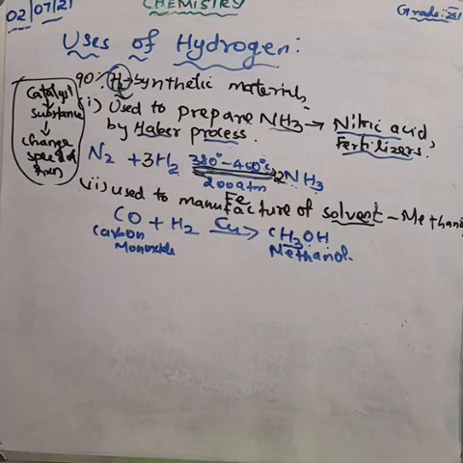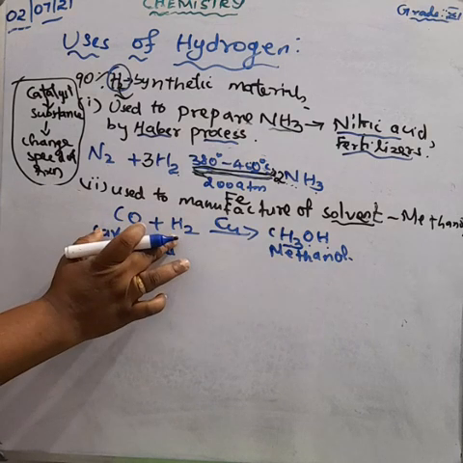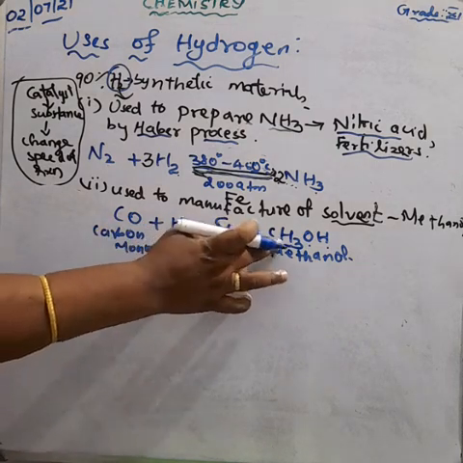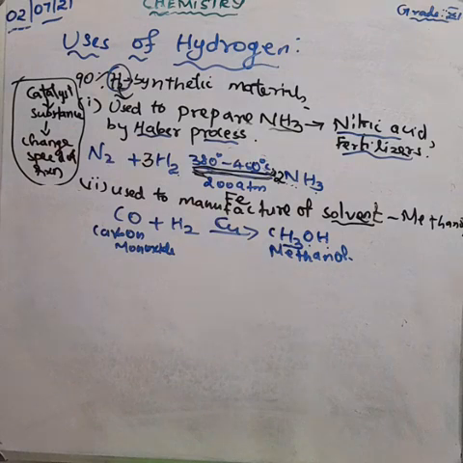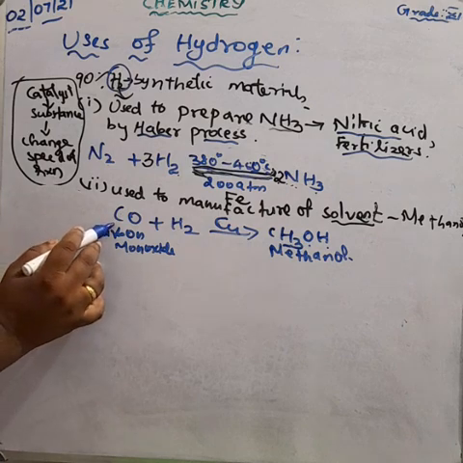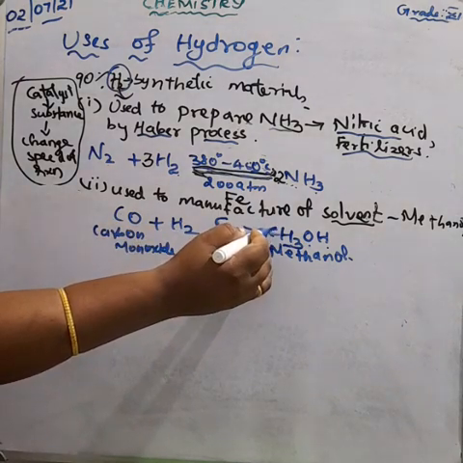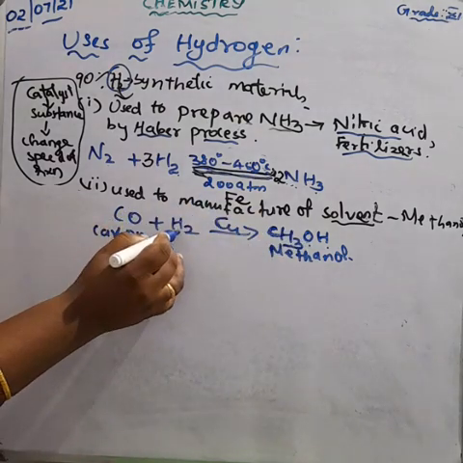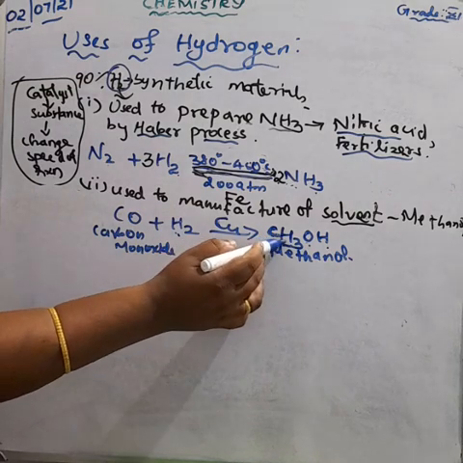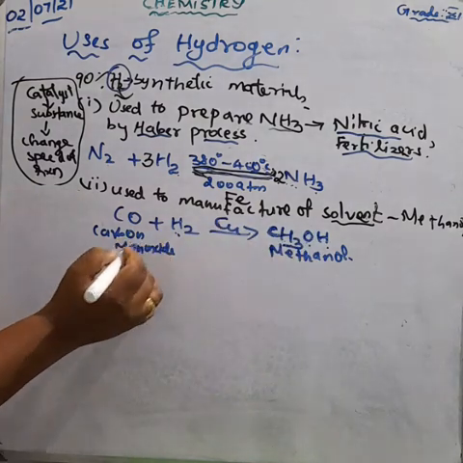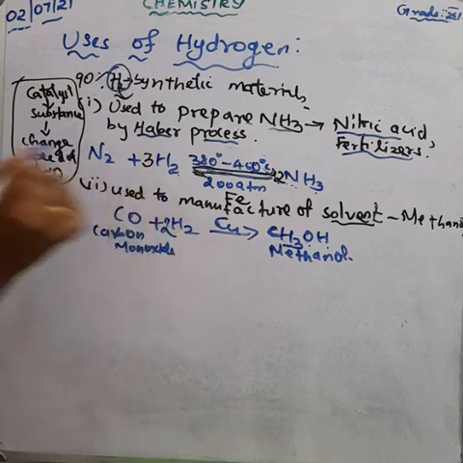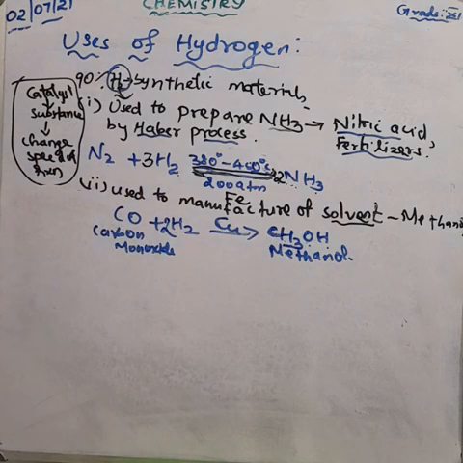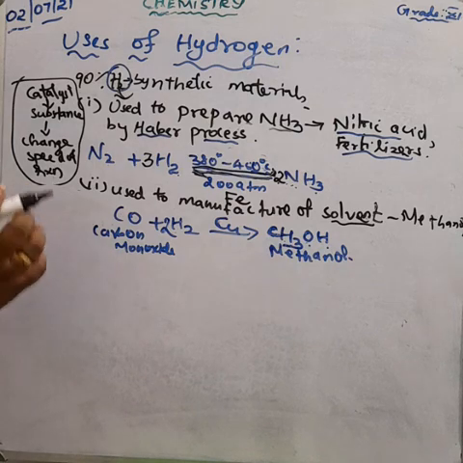So CO, carbon monoxide, when combined with hydrogen in the presence of copper as catalyst, gives methanol, CH3OH. Here we have to balance the equation. Carbon: 1 here, 1 here. Oxygen: 1 here, 1 here. Hydrogen: here 2 hydrogens, but here 3 plus 1, 4 hydrogens. So we have to make it 2H2. The equation is balanced, 2 twos are 4, and here also 4 hydrogens. Understood? This is the second use of hydrogen.